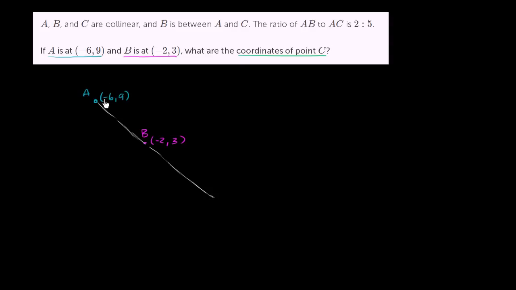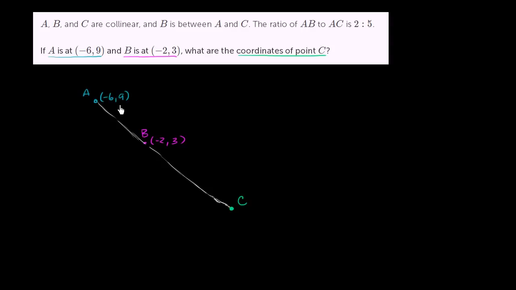And they tell us that the ratio of AB to AC is 2 to 5. So B is going to be 2/5 of the way. Let's say C is, I'm just trying to eyeball it right now, right over here. We don't know C's coordinates. The way we could think about it is to break it up into horizontal change in coordinate and vertical change in coordinate and apply the same ratio.